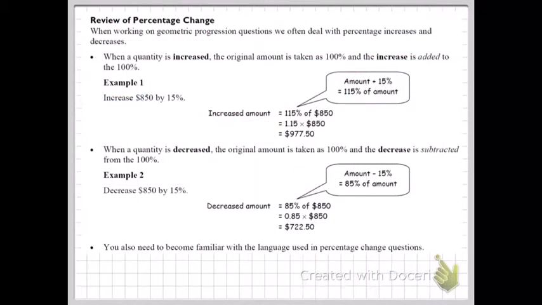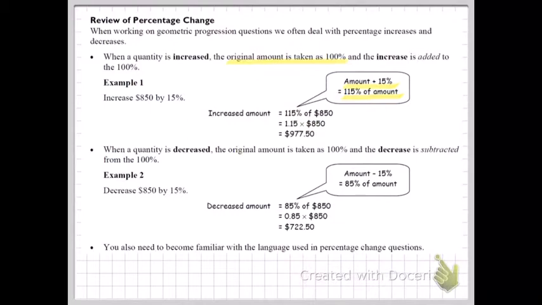Now we're going to review percentage change. When working on geometric progression questions, we often deal with percentage increases and decreases. When a quantity is increased, the original amount is taken as 100% and the increase is added to that 100%. So to increase $850 by 15%, we add 15%, making a total of 115% of the original amount. Then we write that percentage as a decimal, which is 1.15, and then we can calculate our answer.